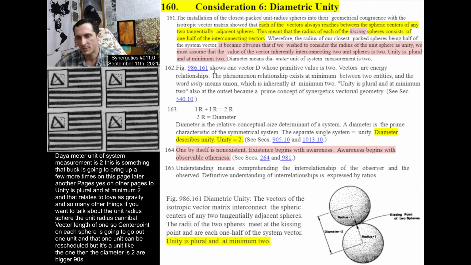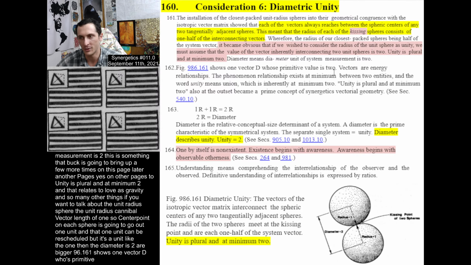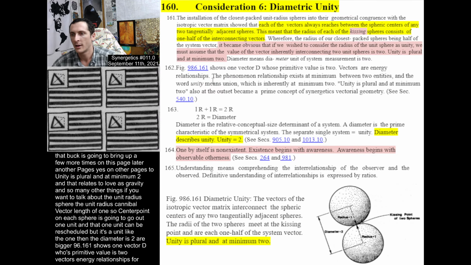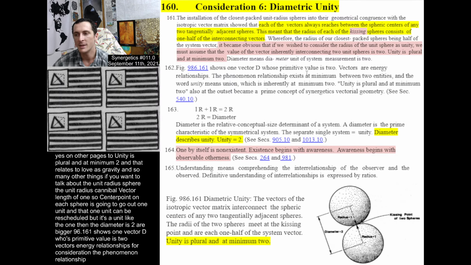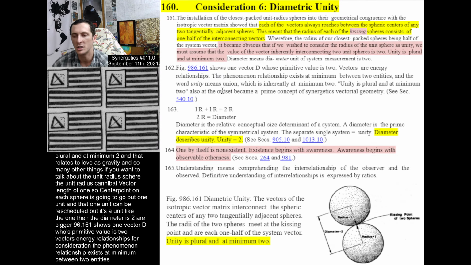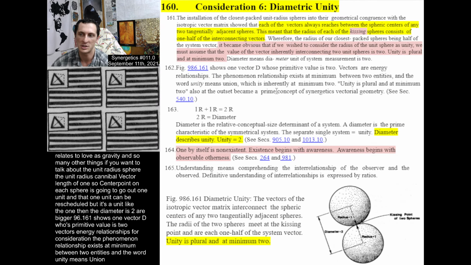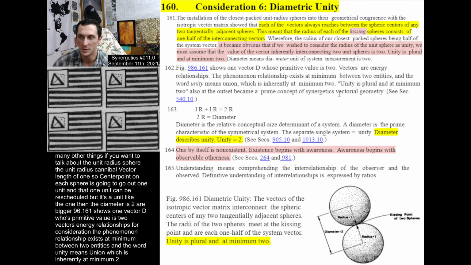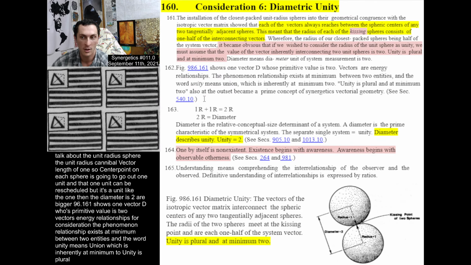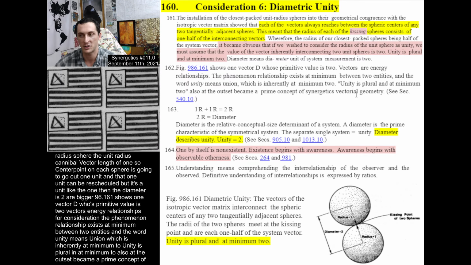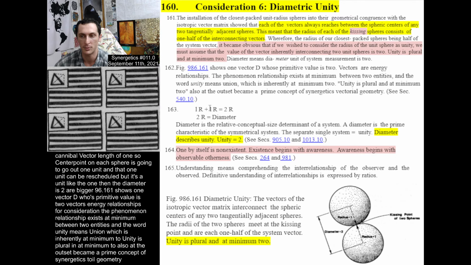Figure 986.161 shows one vector d whose primitive value is 2. Vectors are energy relationships. First consideration. The phenomenon relationship exists at minimum between two entities, and the word unity means union, which is inherently at minimum 2. Unity is plural and at minimum 2. Also at the outset became a prime concept of synergetics vectorial geometry, see section 540.10.